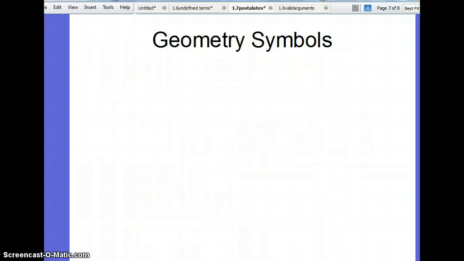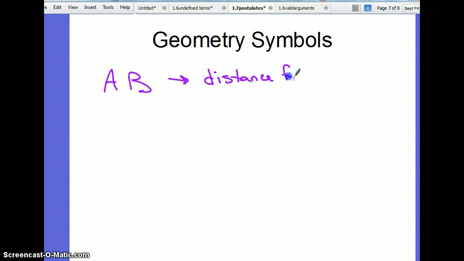Now, some geometry symbols that we're going to go through. These are a few symbols that we've already gone over, so not a lot of hard note taking now. If I write AB like that, remember that means the distance from A to B, if I don't put anything above it.